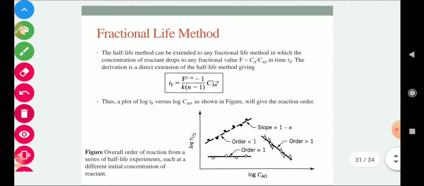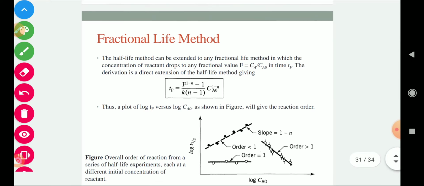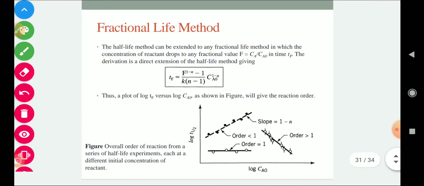Similarly, you can calculate the fractional life method, in which this concentration is replaced by this F. F indicates the fractional life method. F is equal to Ca upon Ca naught, the fractional conversion. For a half-life period, this F is equal to 0.5. So you will get this expression for the fractional life method.